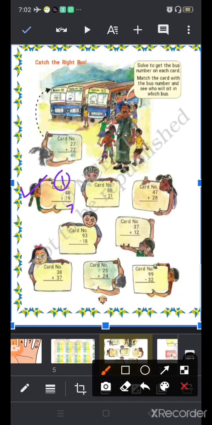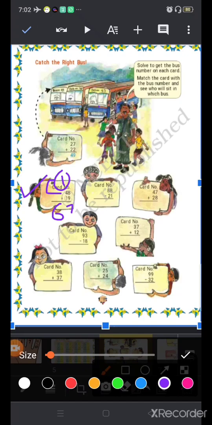Carry over. Now we'll add this carry and this 4. So 4 plus 1. If we add 1 with any number, the next number will come. So 4 plus 1 is equal to 5 and 5 plus 1 is equal to 6. So the addition of these numbers is 67. Where is the bus number 67? It is here. After you add or subtract, you will match this with the bus also. So where is bus number 67? Here. So we'll match it like this.